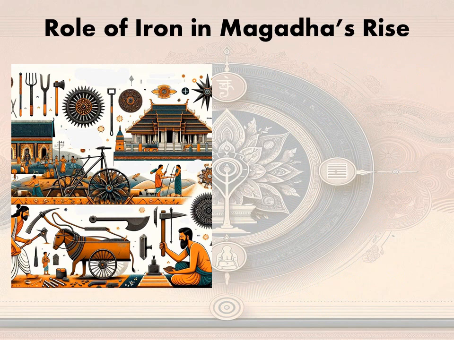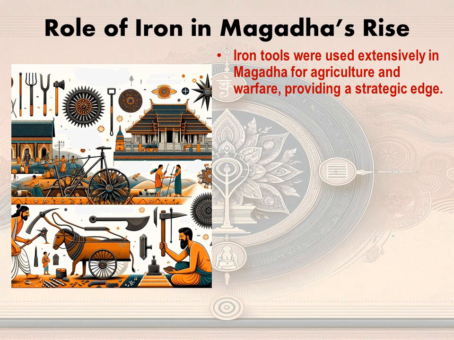Role of iron in Magadha's rise. Now this was the age of iron. Hence, all the implements had to be directly or indirectly connected with iron technology. And Magadha was fortunate enough to get access to different kinds of iron mines from the Chotanagpur plateau. Hence, iron definitely had a very important role in the rise of Magadha as the most important power in the North Indian subcontinent. Iron tools were extensively used in Magadha for agriculture and warfare, and provided a strategic edge to the Magadhan people.